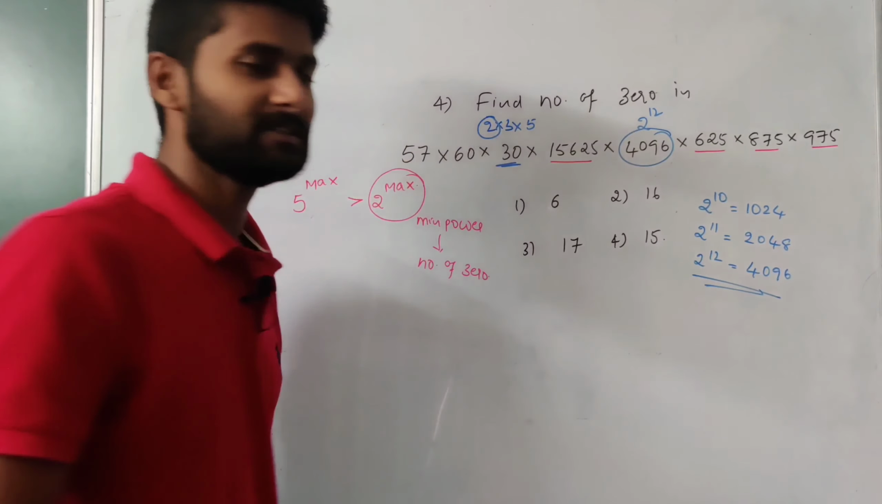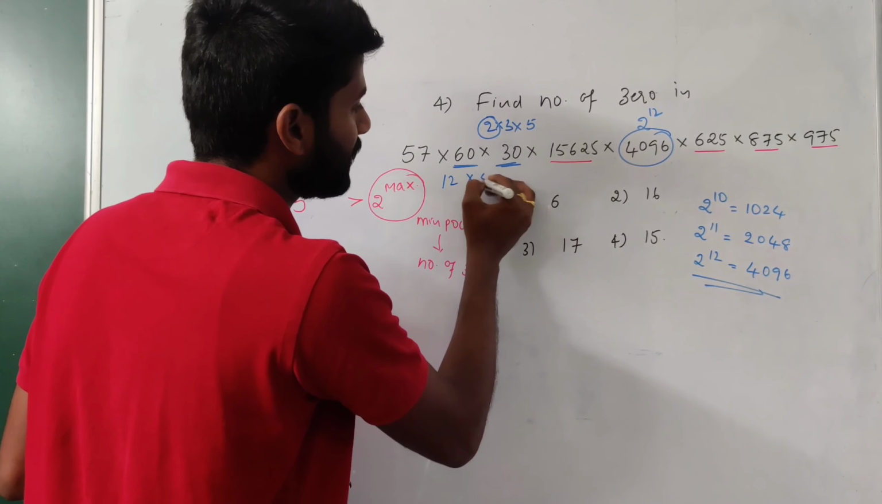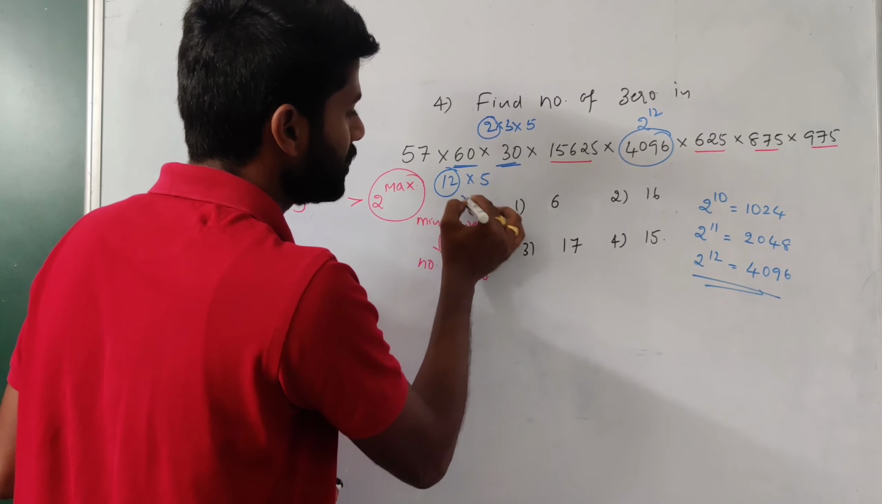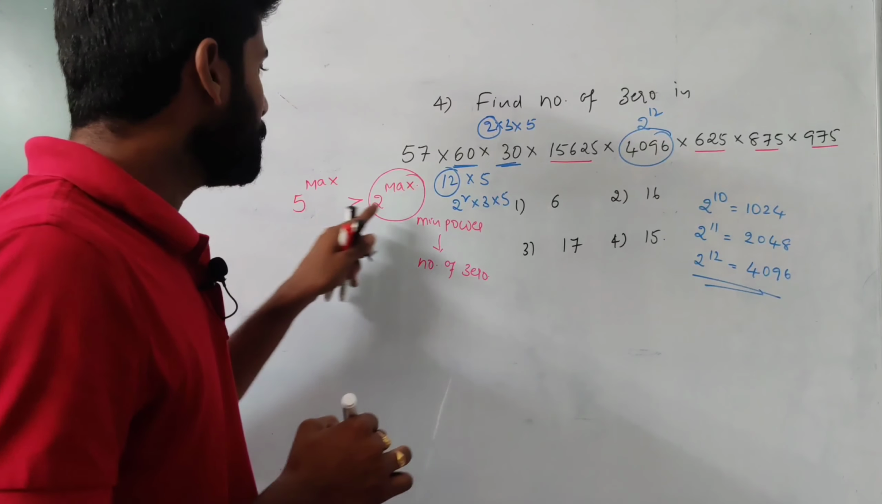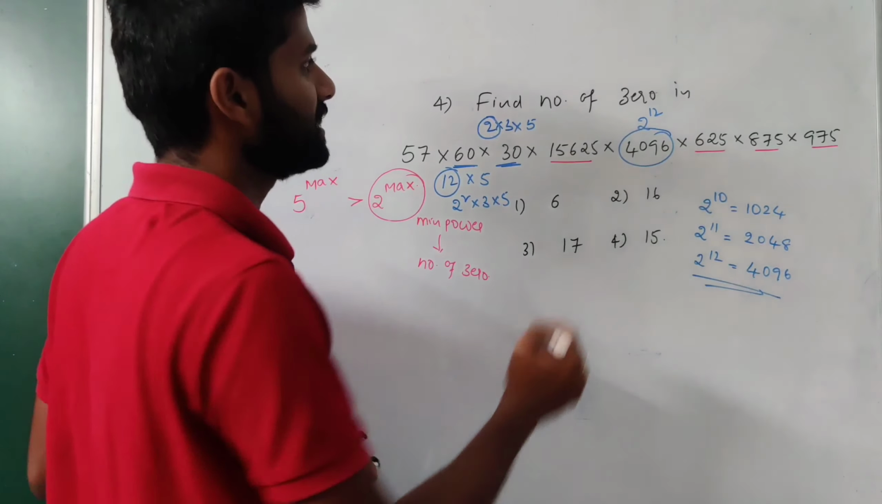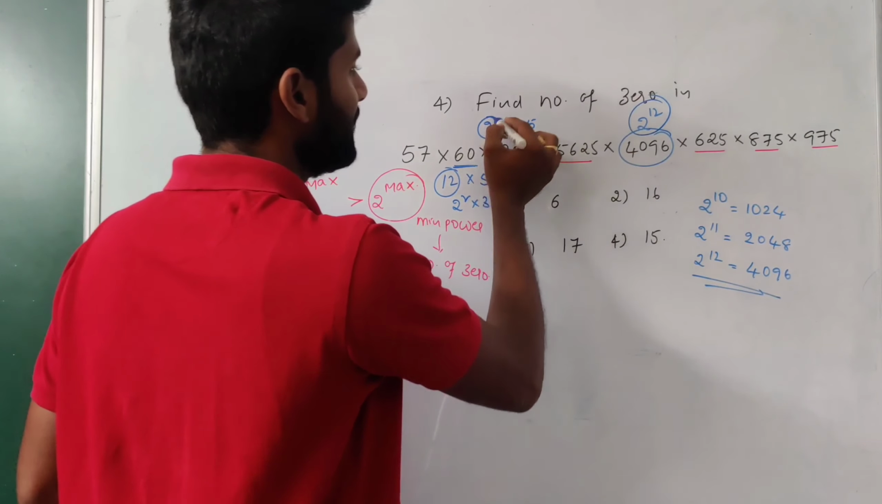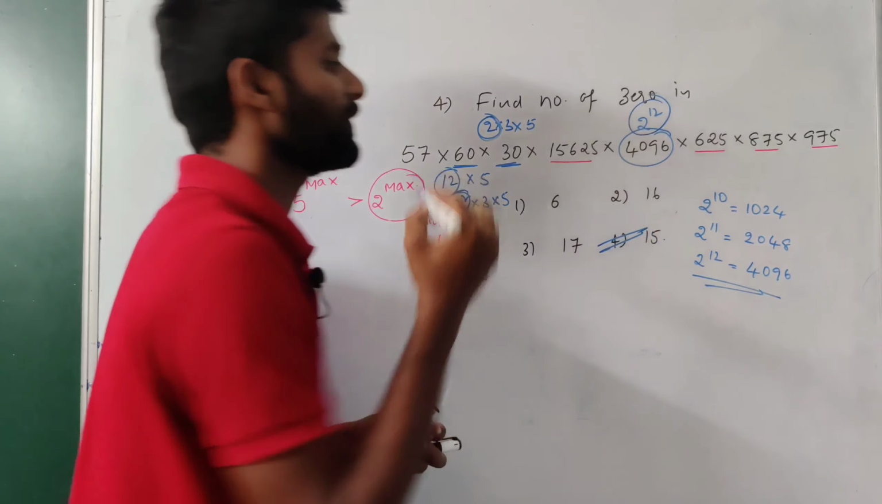We get 12 here. Again 60 can be written as 12 into 5, and 12 into 5 can be written as 2 square into 3 into 5. So from this question, the maximum power can indicate the number of zeros. Clear? So the number of zeros, here we have 12, here we have 13, 13 we have a 2. So total number of zeros are 15 only.